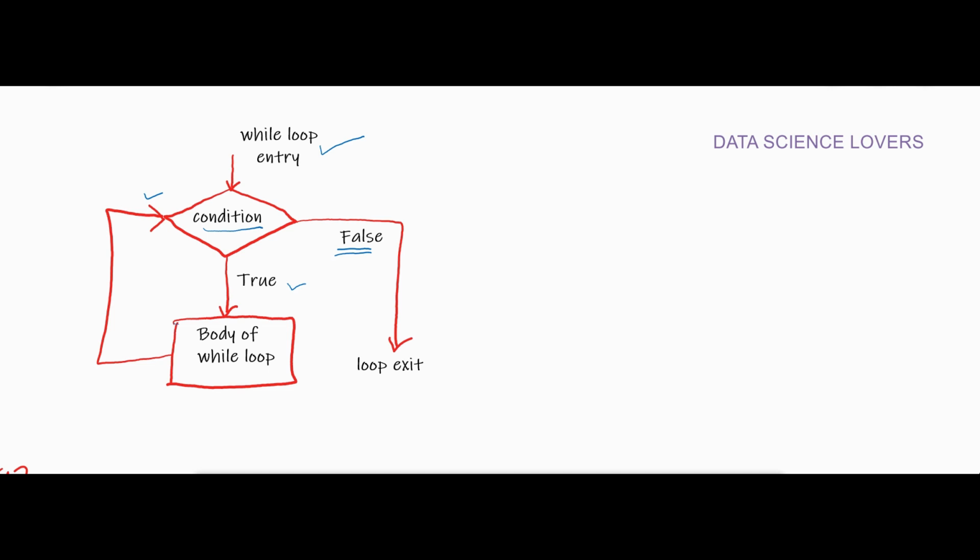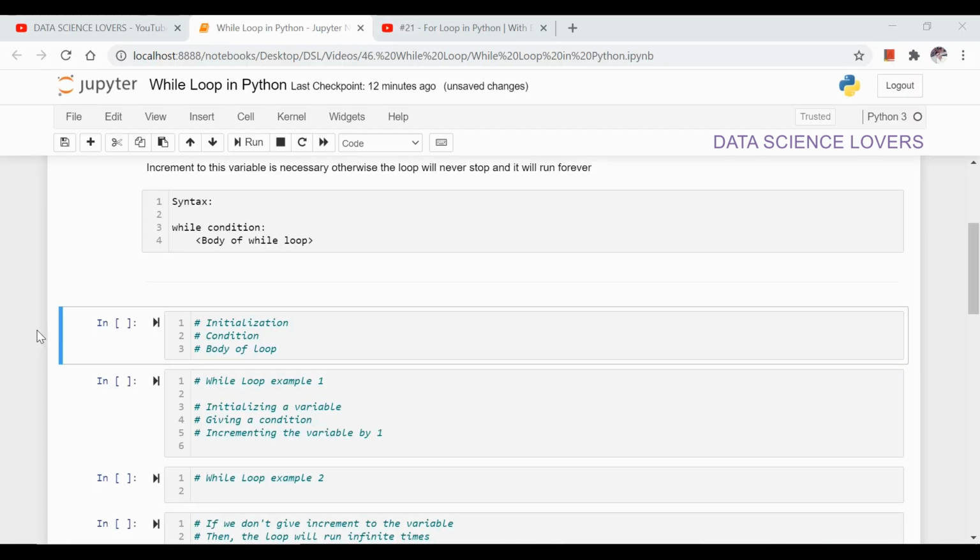Let's see with the help of an example. In the while loop, there are three main parts. First one is initialization, second is condition, and third one is body of the loop. So let's see with the help of an example.